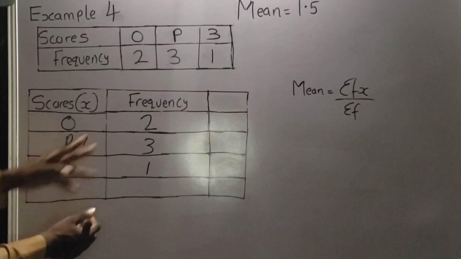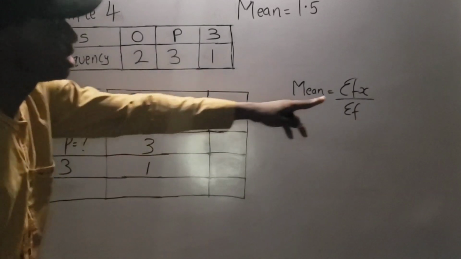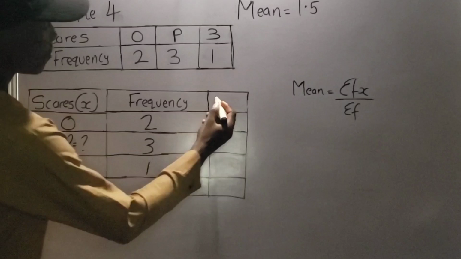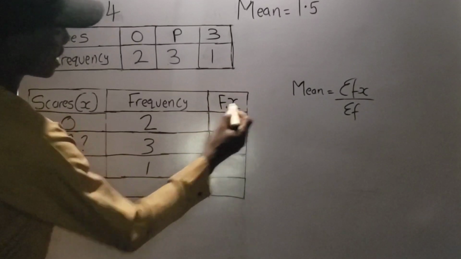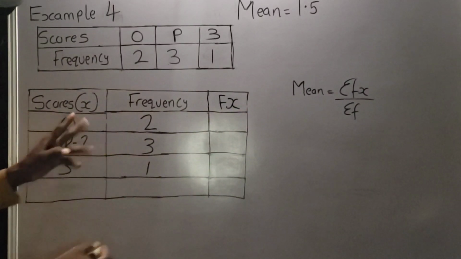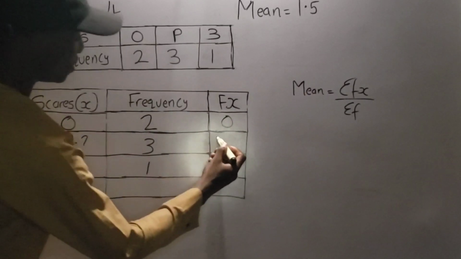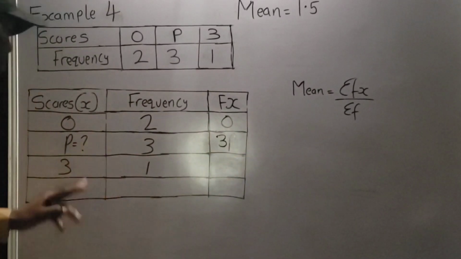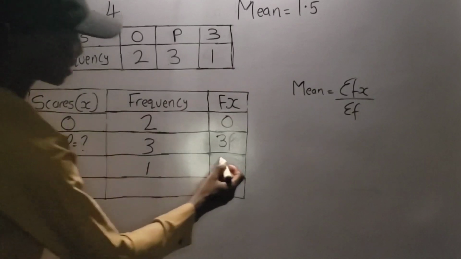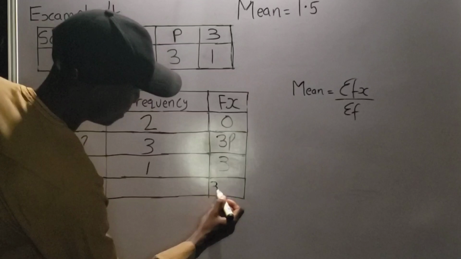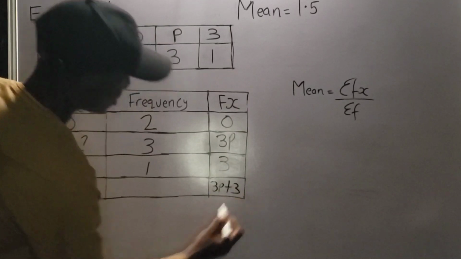Now don't forget, from the formula of mean, we need the summation of fx. So I'm going to have another column which will be for what? The product of fx. So I'm going to have 2 multiplied by 0, that is 0. 3 multiplied by p, that is 3p. You understand? So 3 multiplied by 1, that is 3. So the summation of this will be what? 3p plus 3.